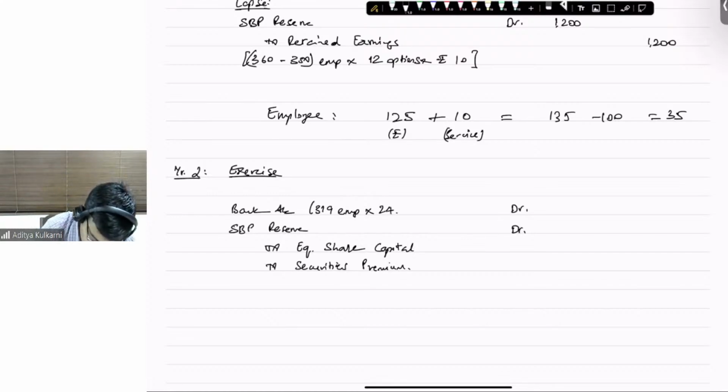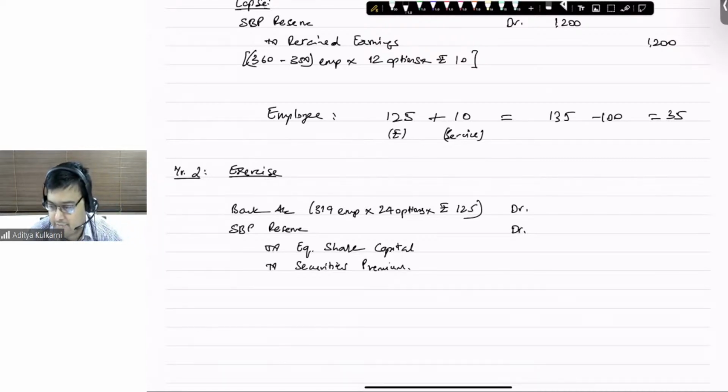Number of options 24 options into what is the exercise price? Sir, exercise price is 125. So 319 into 24 into 125, 9,57,000.